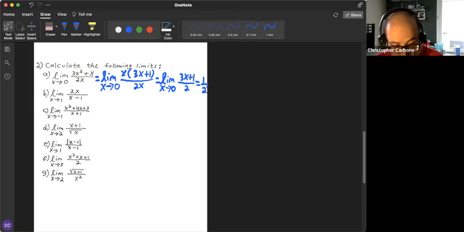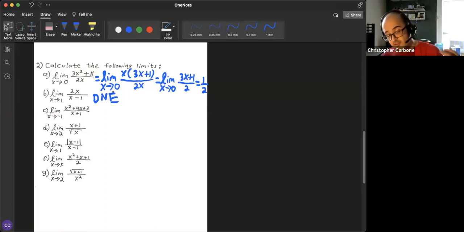For the second one, I have the limit as x approaches 1 of 2x divided by x minus 1. This one we can't factor anything. We can't take anything out. There's not much we can do. If we try to put 1 in, we get a 2 in the numerator divided by 0 in the denominator. So this limit is actually going to not exist because we can't make it any nicer, and it just gives us 2 over 0.